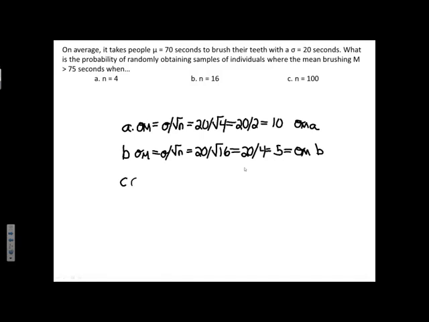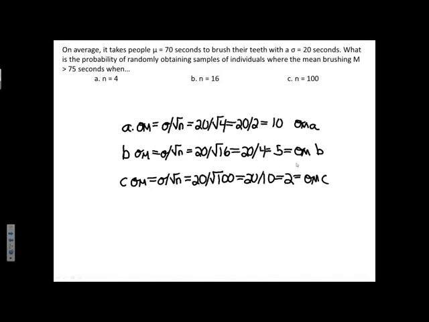Group C, the formula has not changed. Let's write that thing down. We still have a standard deviation in our population of 20, but now we're dividing by the square root of our sample size of 100. Becomes 20 divided by 10, and it's 2 for our standard error for group C.